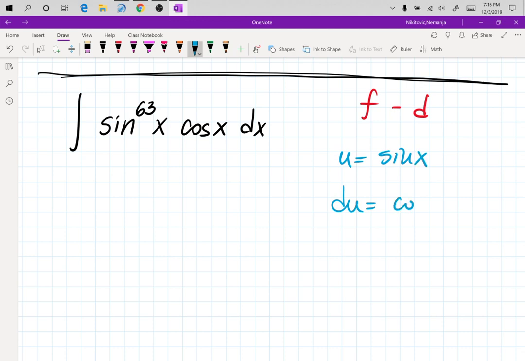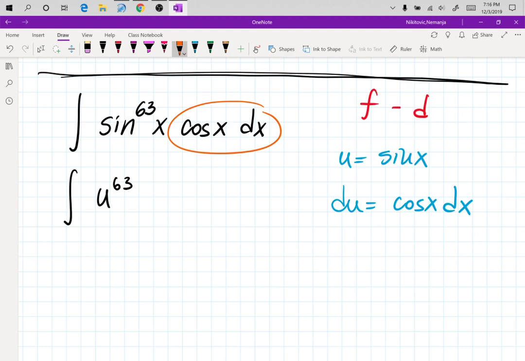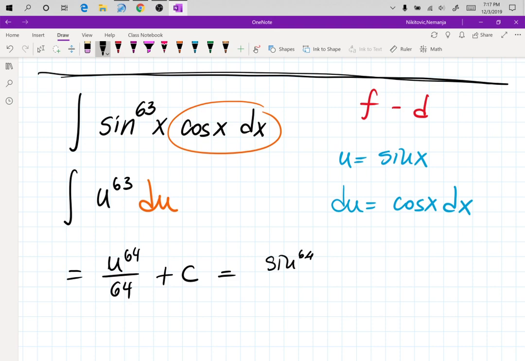Sine x over here, cosine x dx in here. All right, now u equals sine, that means u to the 63, and the peanut now, right there, is just going to be our du. Cosine x dx is du. What's the integral of u to the 63? Very good. And sine to the 64, yes, sine to the 64 x over 64 plus c.